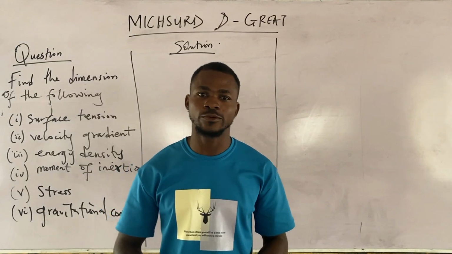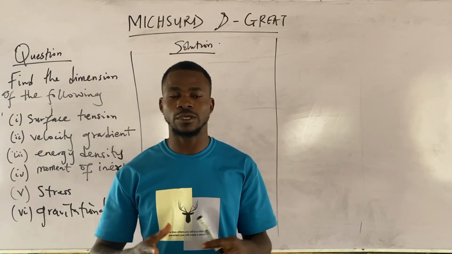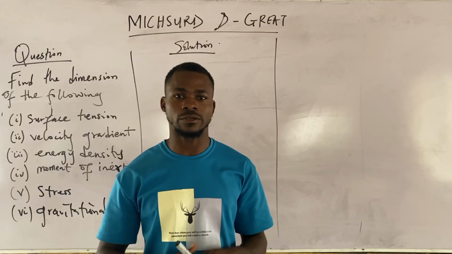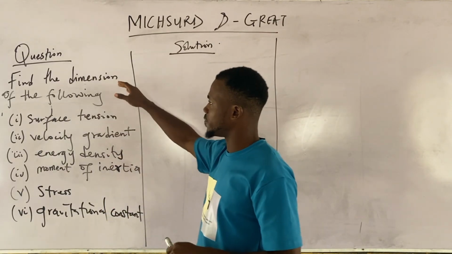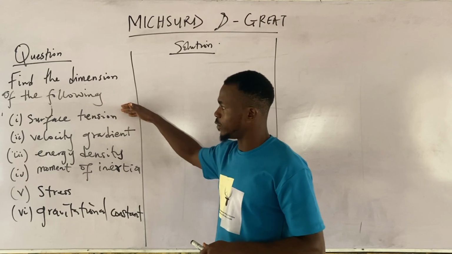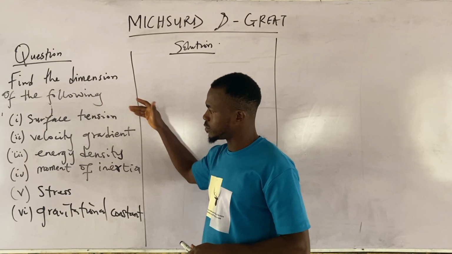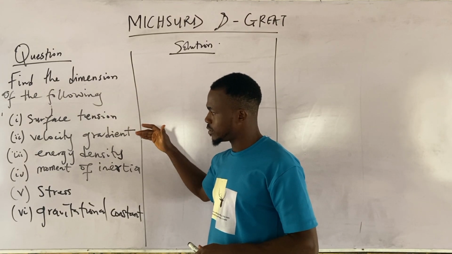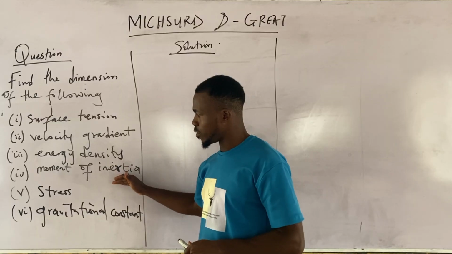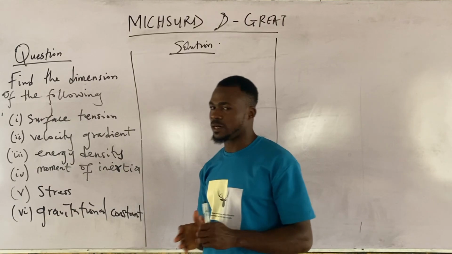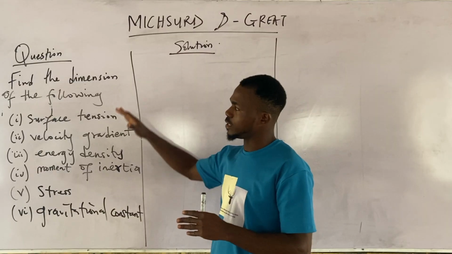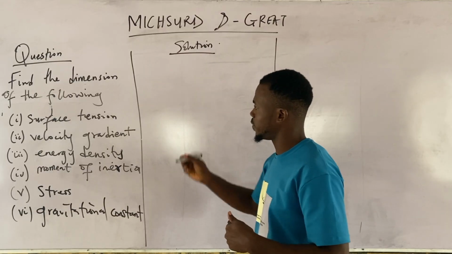Right, hello everyone, welcome to today's class. So today we have a question on dimension in physics. We'll be solving this set of questions. We want to find the dimension of the following: surface tension, velocity gradient, energy density, moment of inertia, stress, and gravitational constant. So let's see how we can get the dimension of each of them.